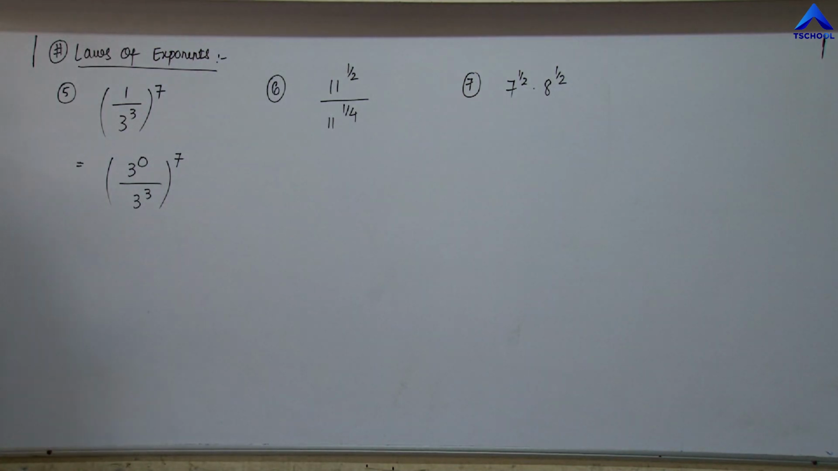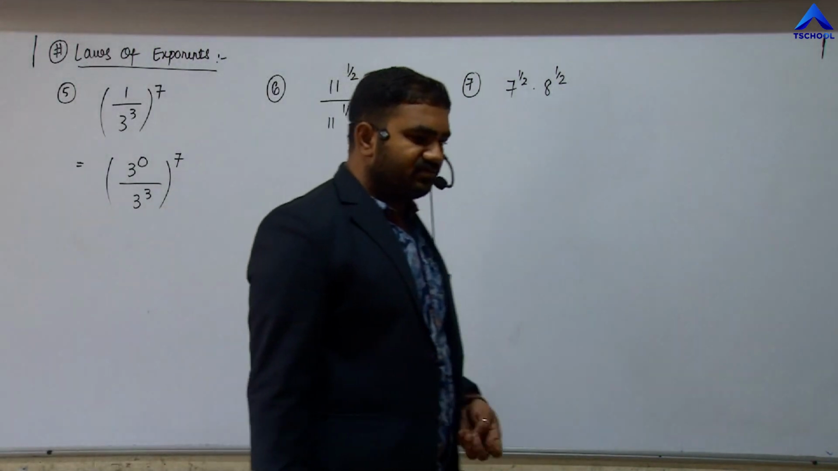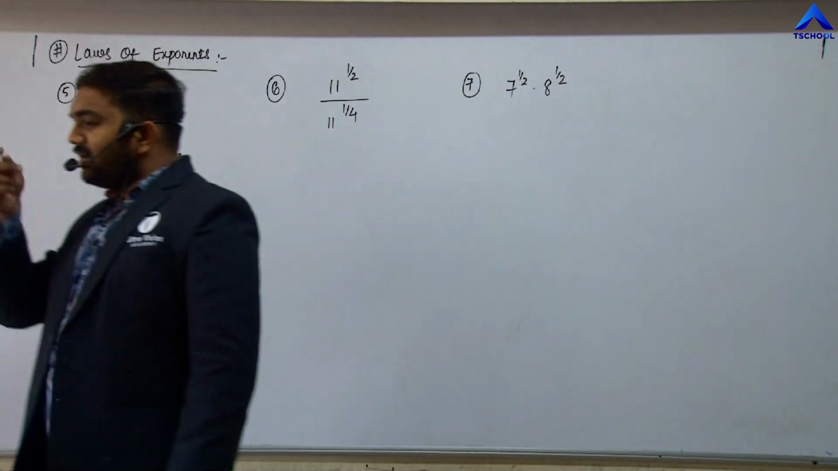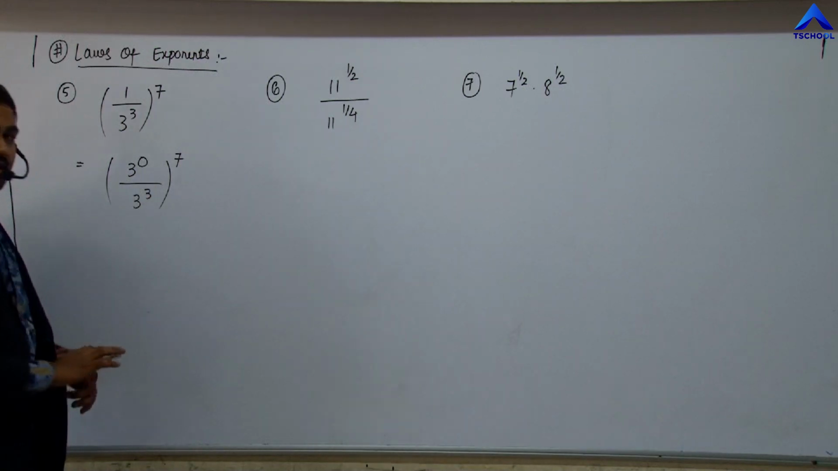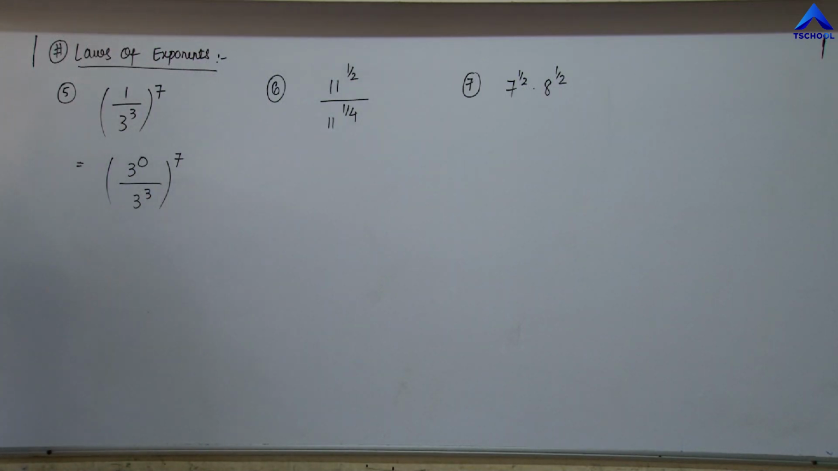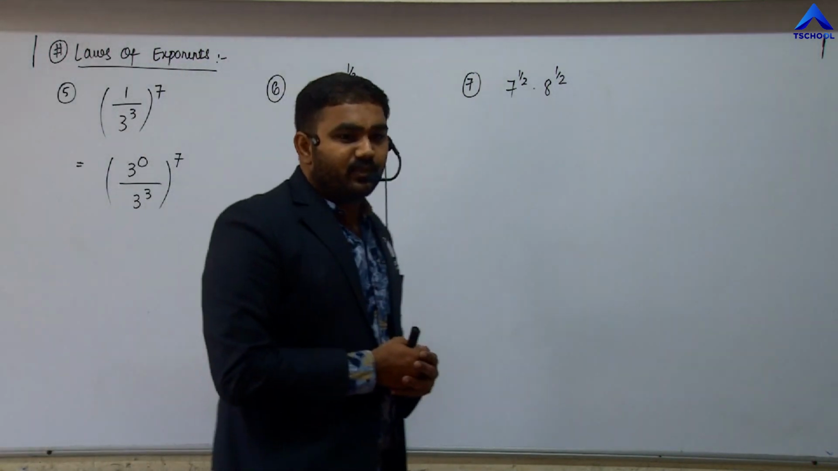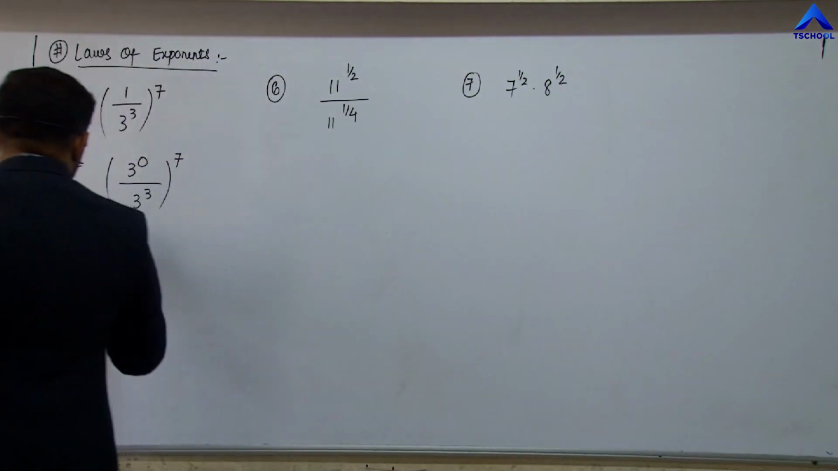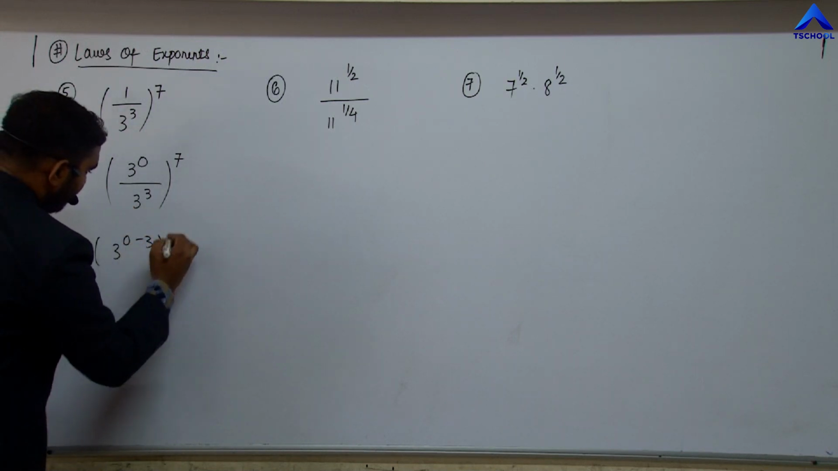The question you will have is, sir, why did you write 3 raised to 0? The reason behind writing 3 raised to 0 only is, look at the denominator of this fraction, that is 3 raised to 3. The base in the denominator is 3. So to use the third property, I shall write the numerator as 3 raised to 0 also. So now I can write this as 3 raised to 0 minus 3, whole raised to 7.